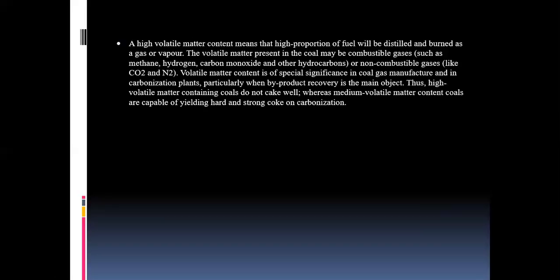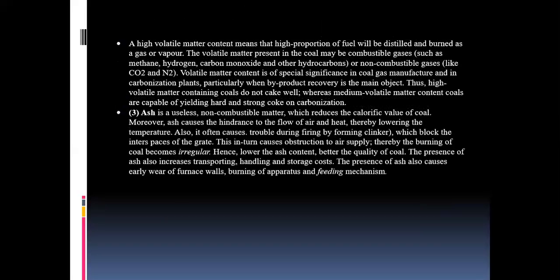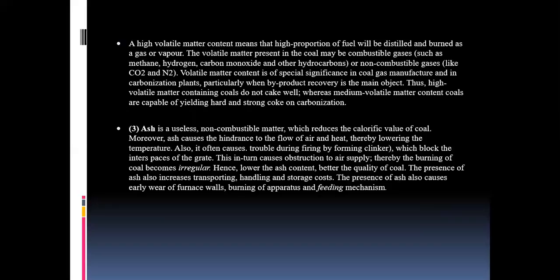Thus, high volatile matter containing coals do not cake well, whereas medium volatile matter content coals are capable of yielding hard and strong coke on carbonization. The third one is the ash content. If we come to know the value of the ash content, what type of information will we gather?